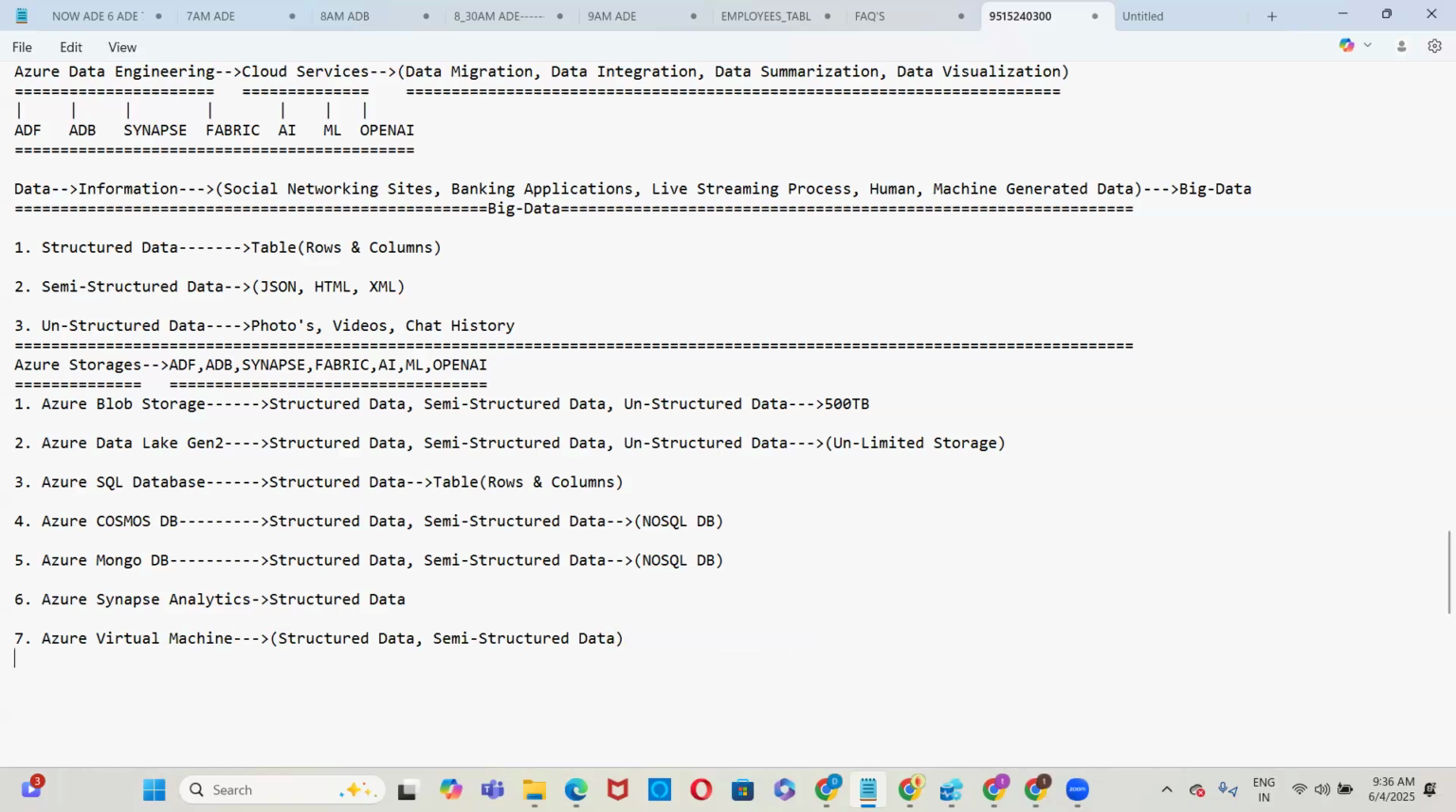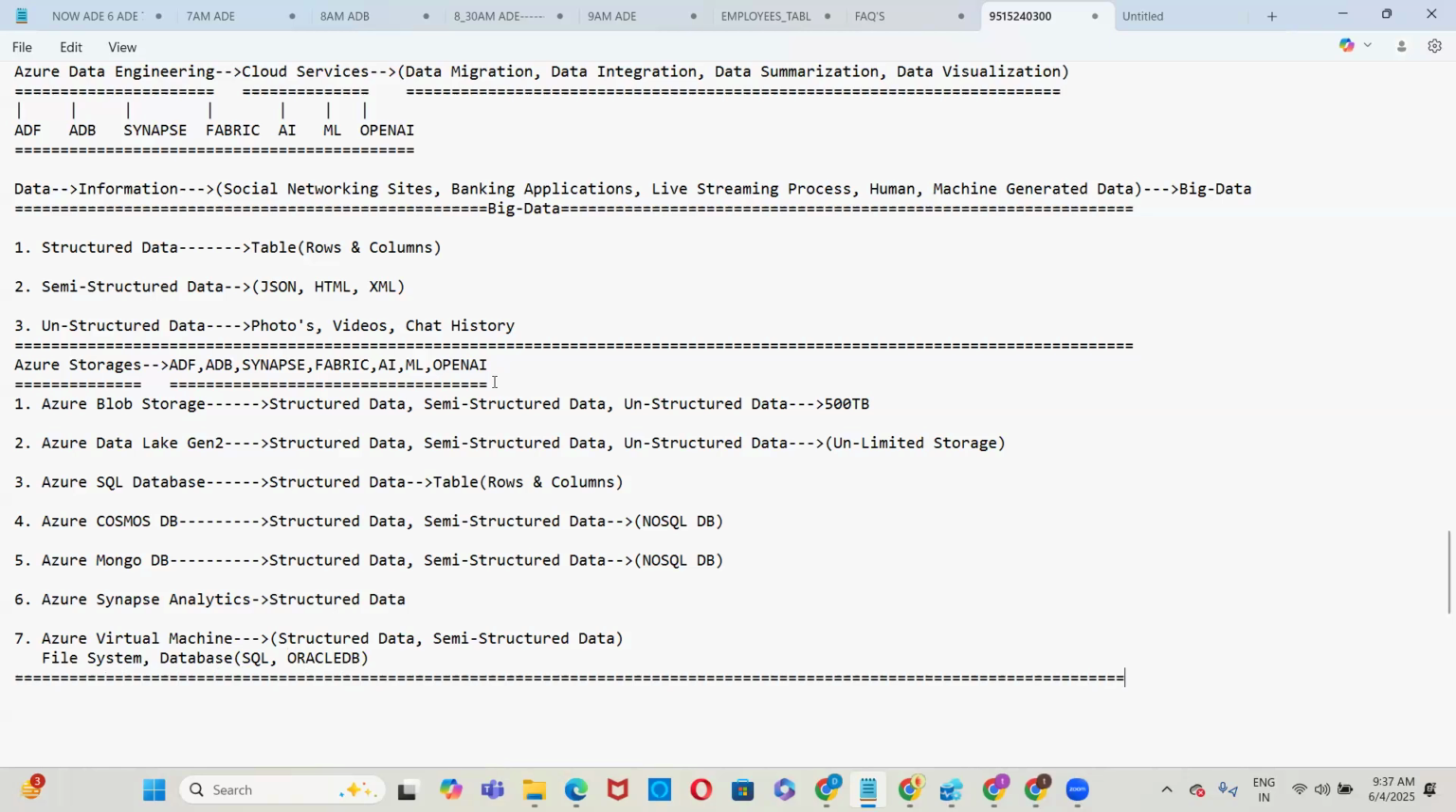Azure Virtual Machine can be installed for two things: for the file system and for the database. Database means it can be a SQL database, or else it can be an Oracle database, anything. So these are all the storage information we have in Azure storages.